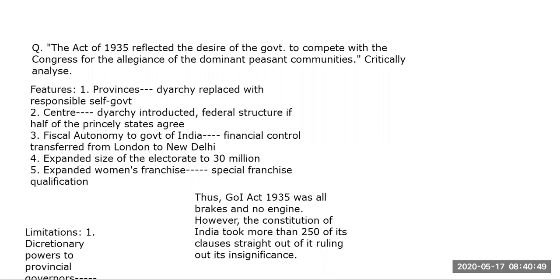did try to rally behind the peasants for their allegiance, or we can also counter the statement, because it's "critically analyze." We can also counter the statement. So let's look at the features now.